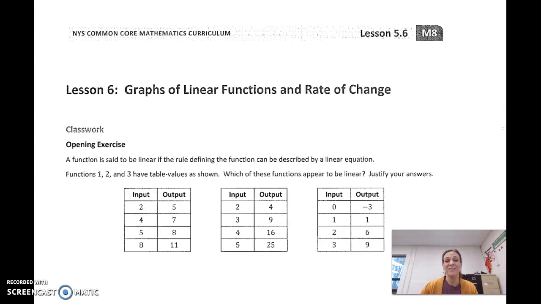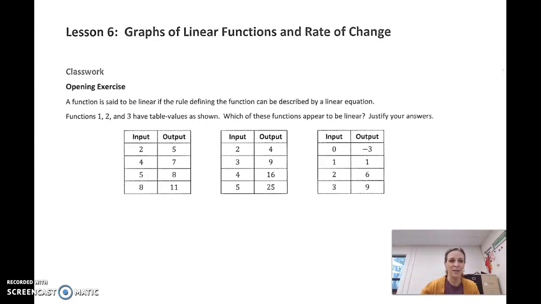Lesson 6 in Module 5 is on graphs of linear equations and rate of change. So basically in this lesson, we just want to get a deeper understanding of what it means to be a linear function, calling back some of the things we've done in the past. So what does it mean? Well, first of all, let's start with this rate of change here. We've dealt with rate of change for a while now.